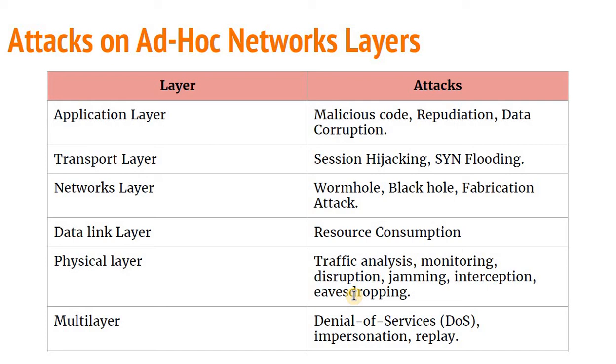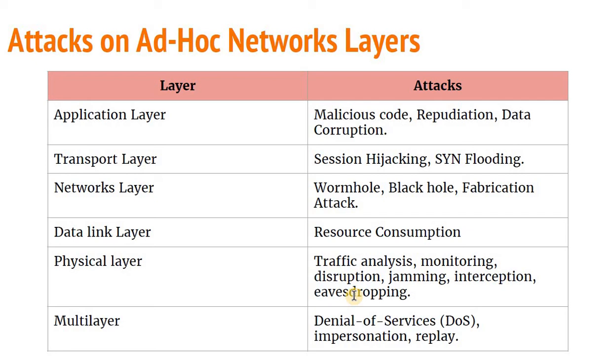Now the third one is the network layer attack. In the network layer attack, the common attacks are the wormhole attack, black hole attack, and the fabrication attack. The fabrication attack is just like the routing attack. Then data link layer resource consumption. As I told you, the resource is in the form of the channel access mechanism. The channel is available, but the malicious user puts some restrictions over the channel, and it cannot be utilized by another route. So resource consumption or bandwidth consumption types of attacks come under the data link layer. Then the physical layer: traffic analysis, monitoring, jamming signals, interruption, and eavesdropping come under the physical layer.